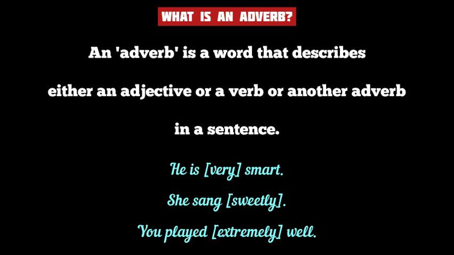She sang sweetly. The word sweetly modifies the verb sang. It tells us how she sang, so it's an adverb. And then you played extremely well. In this sentence, the adverb well modifies the verb played. But the word extremely modifies the adverb well. So extremely is also an adverb here.